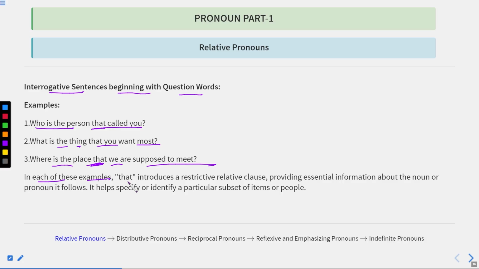In each of these examples, that introduces a restrictive relative clause providing essential information about the noun or pronoun it follows. It helps specify or identify a particular subset of items or people.